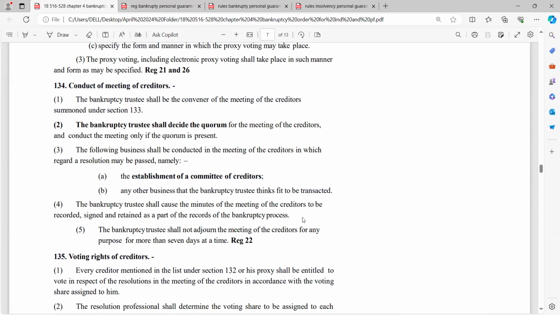Now the thing is whether he can share it. Suppose a member of the committee asks him to share the recording. It is saying the meeting of the creditors is to be recorded, but he is not obliged to share the recording.